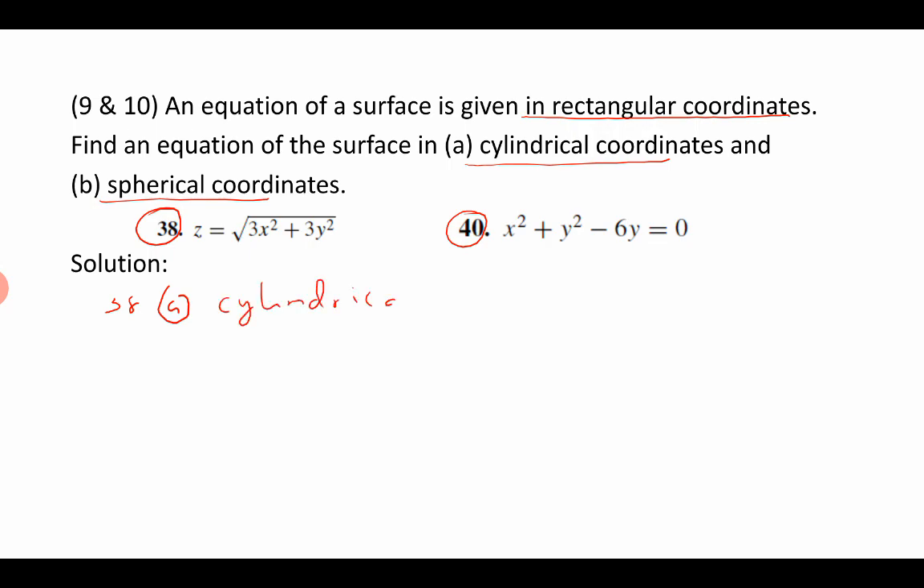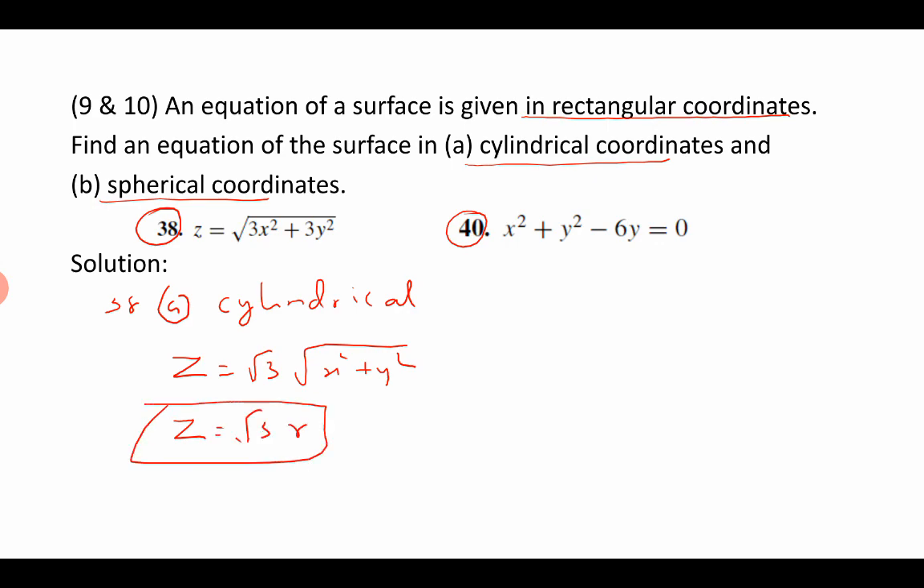Cylindrical. So what should I do: z, take the square root of 3 as a common term, then you get under the square root x squared plus y squared. So z is square root of 3 times r. This is it, because the relation between x, y and r is that the square root of x squared plus y squared gives you r. Now the second case, b.